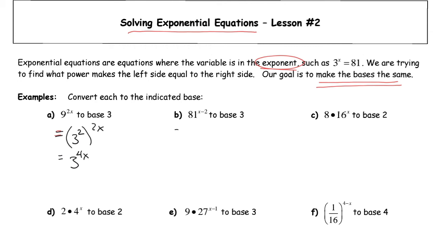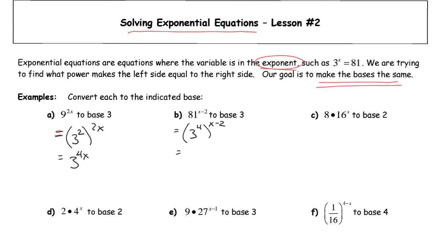Just like in this next one, I've got 81 to the x minus 2, but I no longer want to write 81 there. I'm going to get rid of that. What I want to do is replace it with a power of 3, and I know that 81 is 3 to the 4.